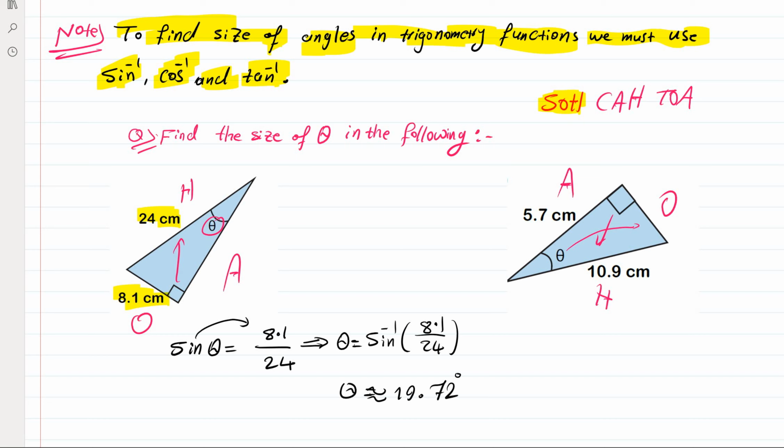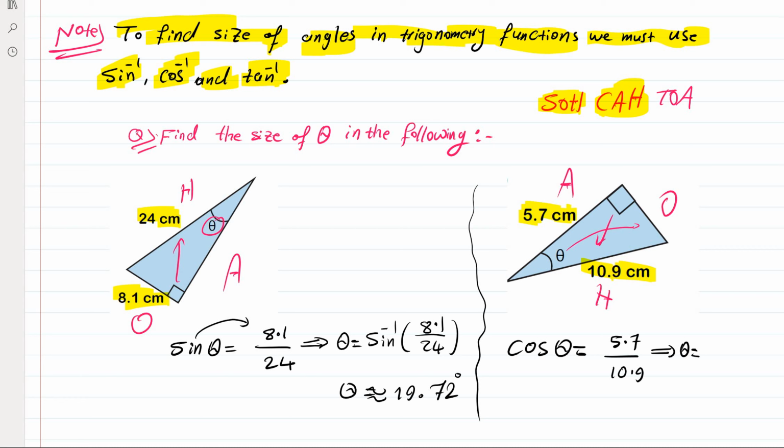Okay, the other one we have is this one. Which ones are given? Let's highlight them again. Adjacent and hypotenuse are given. So which one contains A and H? It is cosine. So we should use cosine. We say cosine theta equals adjacent 5.7 over 10.9.